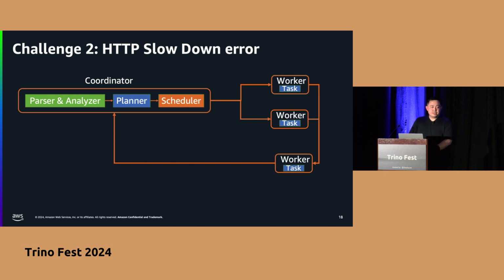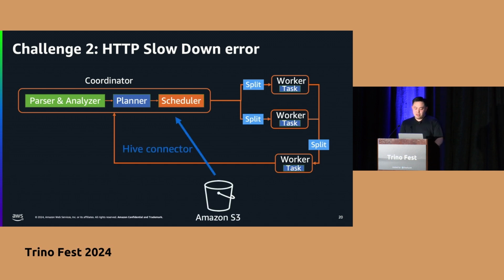Then the coordinator begins to enumerate splits, which are descriptors for segments of underlying data. The splits are assigned to the tasks, and the worker processes the splits. When the coordinator is enumerating splits, the Hive connector is used to access Amazon S3. And the coordinator asks the Hive connector to enumerate splits. The Hive connector describes splits in the form of a path to a file with an offset and length that indicates which part of the file needs to be processed.